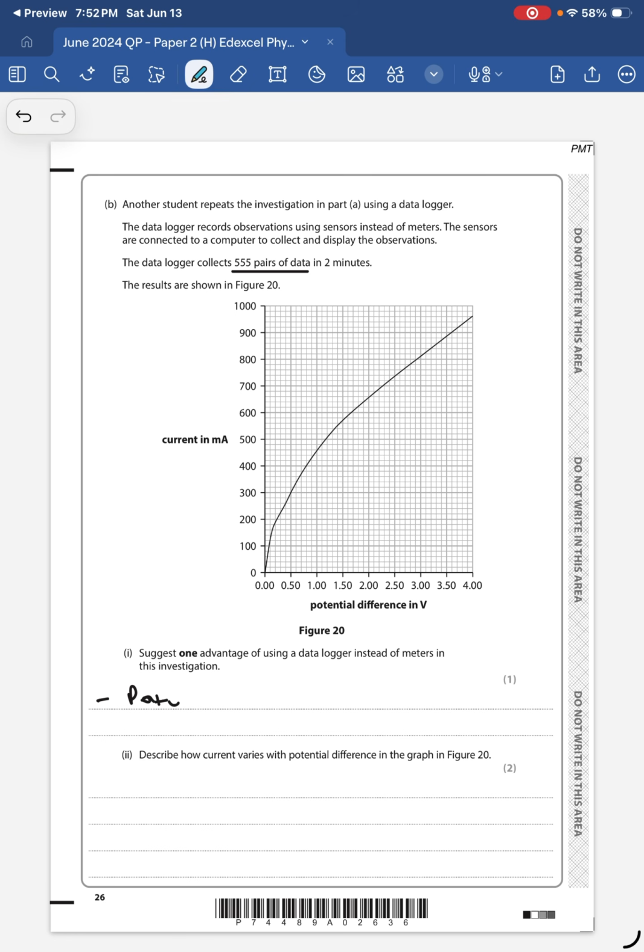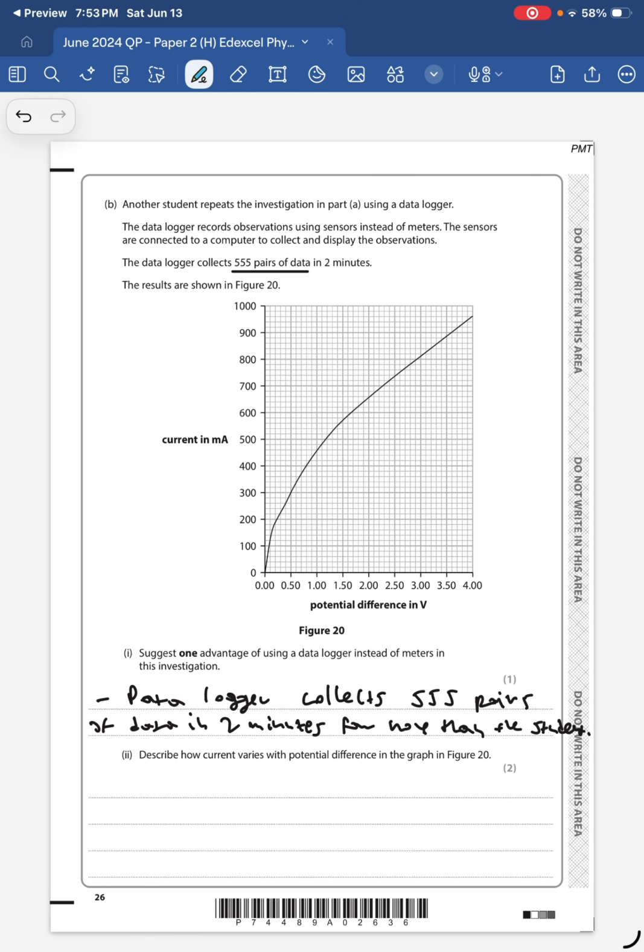So, data logger collects 555 pairs of data in 2 minutes, far more than the student with the meters. Okay, so it collects data faster and it collects more data.